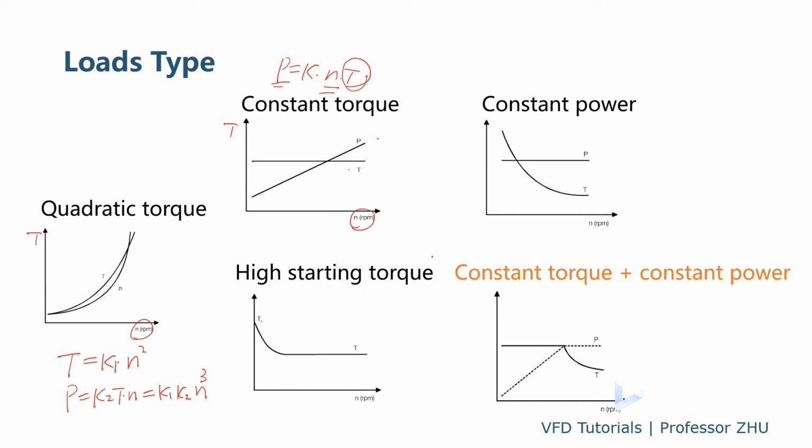Okay, so constant power, as we discussed last time: power will be constant and torque will be reduced, because torque is K plus B over N. And this is the constant torque with high starting torque for some special loads, because they have a friction torque. So at low speed, they will have a higher torque than normal. And also this one: below the synchronous speed you have a constant torque, and above the synchronous speed you have constant power. So this is a combination of constant torque and constant power.